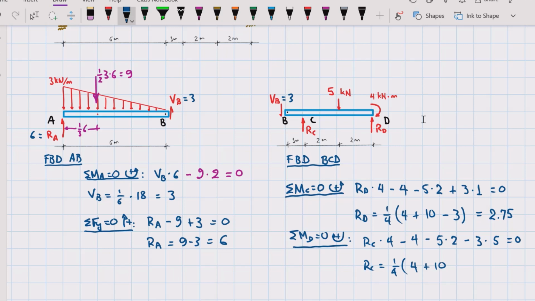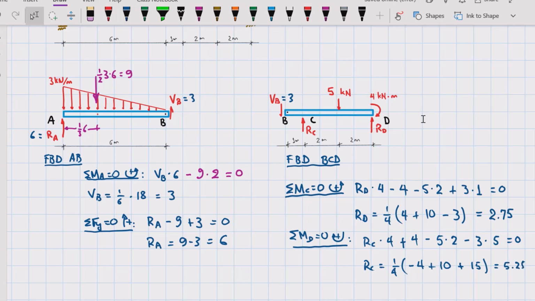Shouldn't the 4 be positive? Yeah, let's see. The 4 is for the moment about point D. About point D, 4 is positive, right? And then what? RC around D is positive. The 4 is positive. The 5 is negative, right? And the 3 is negative. So that's correct? So now we have minus 4 plus 10 plus 15. So what do we get here?